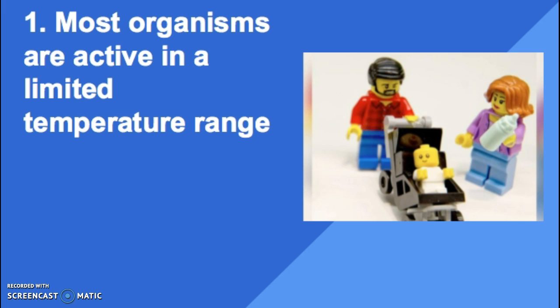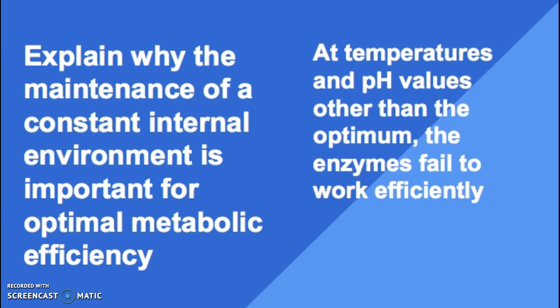The first stop point for maintaining a balance is that most organisms are active in a limited temperature range. Explain why the maintenance of a constant internal environment is important for optimal metabolic efficiency. So the first verb that's used here is explain, which means you need a cause and effect.